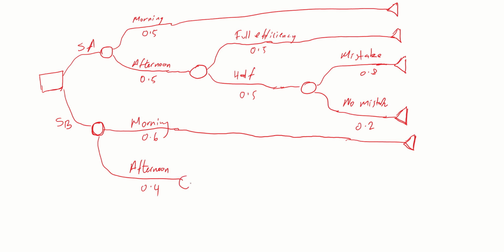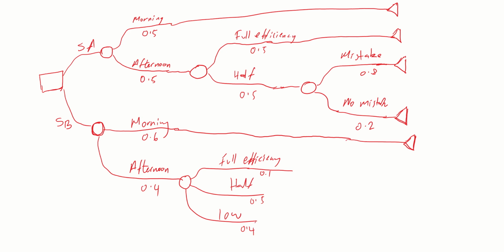For the afternoon, however, I've got several states that are possible. So full capacity or full efficiency, so that the subcontractor B would operate at full efficiency, half efficiency, and low efficiency. Now these are again based on probabilities. So full efficiency, the probability is 0.1. Half efficiency, the probability is 0.5 based on the scenario given. And then the low efficiency one is given as 0.4.